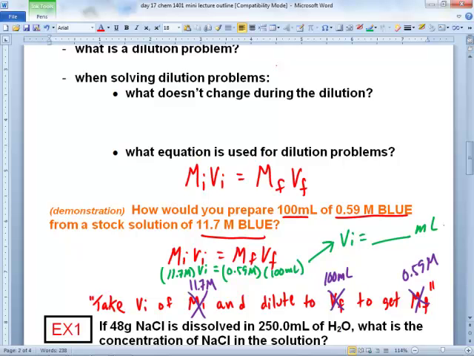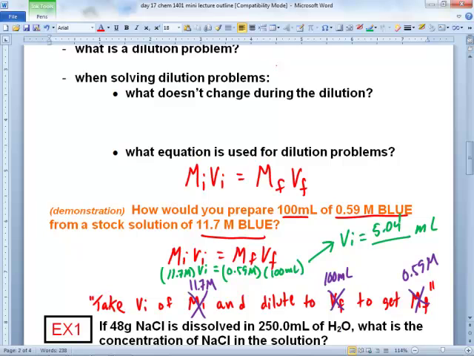About 5. 5.04. You following me? Make sense? So what that means is, okay, take VI of MI and dilute to VF to get MF. So take VI of MI. VI is 5. So I'm going to take 5 mils of MI.